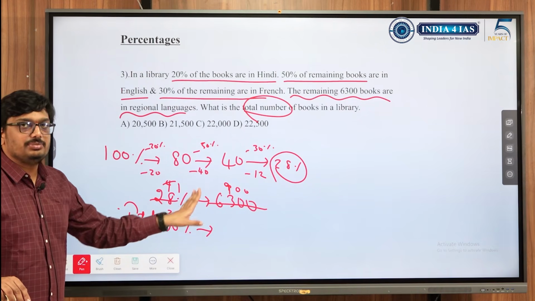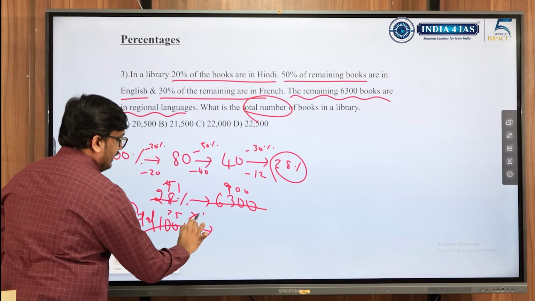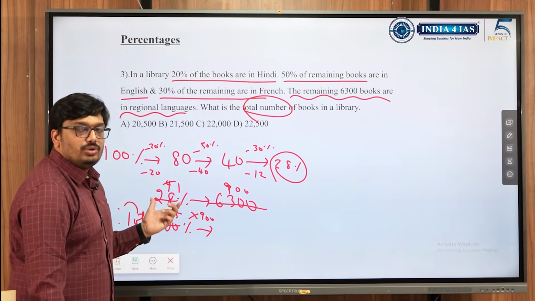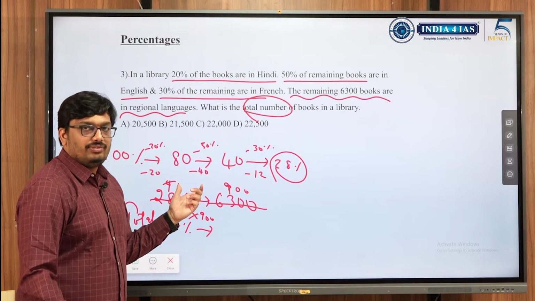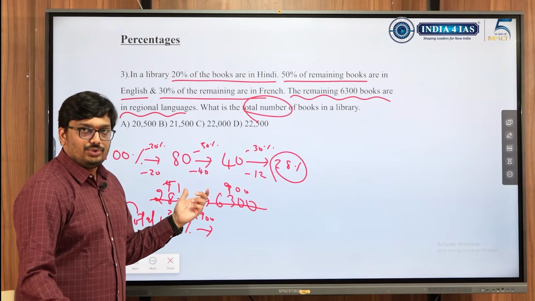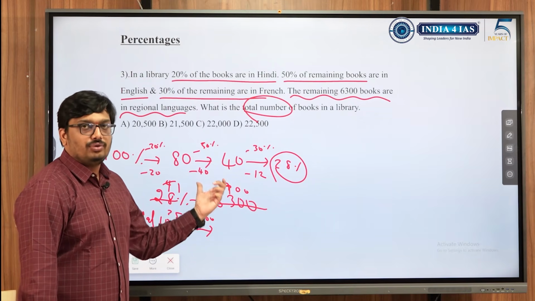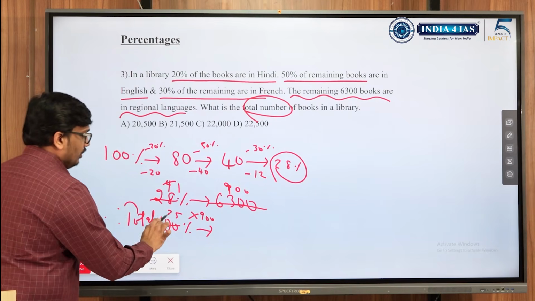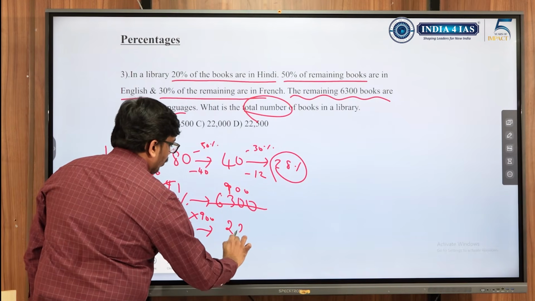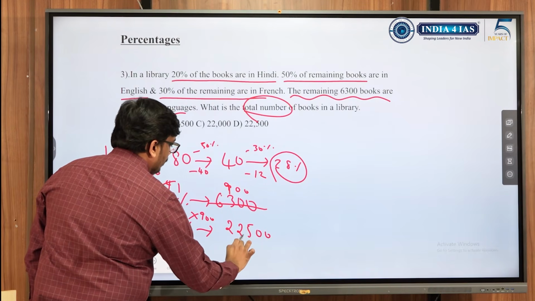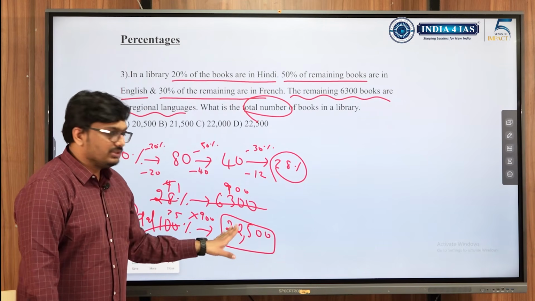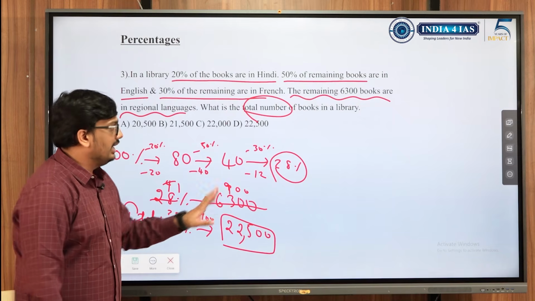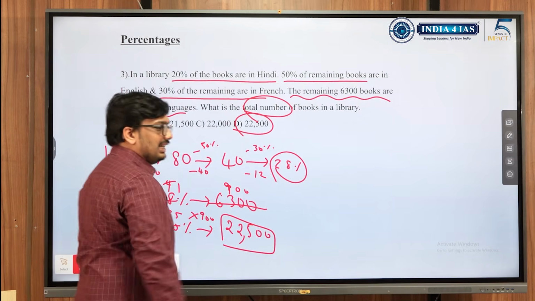Then 25% means how many books? 25 into 900. You should know the tables very well. Tables you should learn from 1 to 20 and 25th table, square numbers from 1 to 25 and cube numbers from 1 to 15. It is more than enough. 25 9s are 225 followed by 00. Therefore, how many books are there in the library? Total books is equal to 22,500. That is option D is the correct answer.